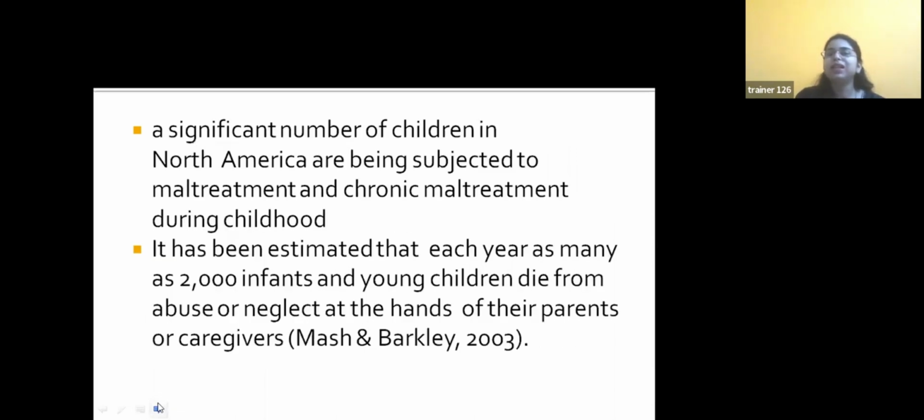And a significant number of children in North America are being subjected to maltreatment and chronic maltreatment during childhood. Not only in North America, even here. So a lot of children are abused, and we need to be vigilant, as most of the children are abused by their family members themselves. It has been estimated that each year as many as 2,000 infants and young children die from abuse or neglect at the hands of their parents or caregivers. You have seen there are many cases where the mother or father would kill the children, due to whatever reason. Home is actually a safe environment for the child, but that itself is becoming a traumatic one.